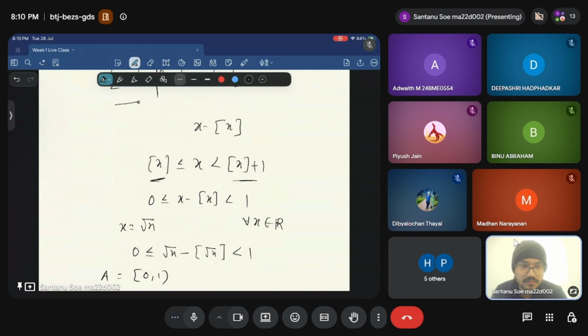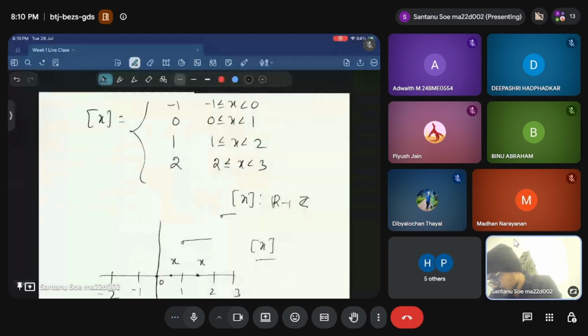So A is a bounded set, right? The supremum is 1 and the infimum is 0. Is it clear for everyone?